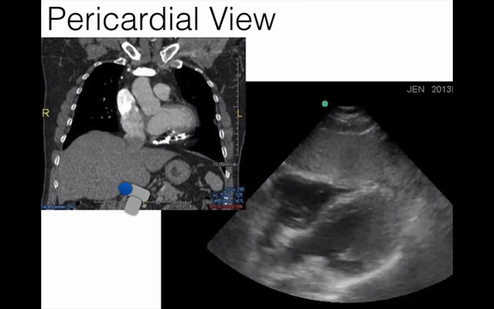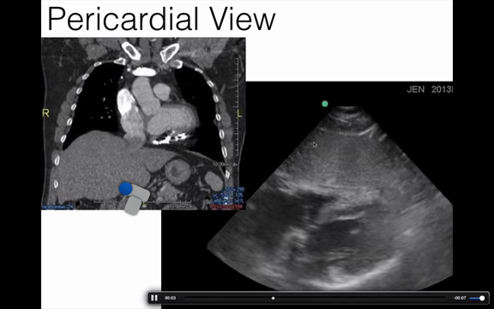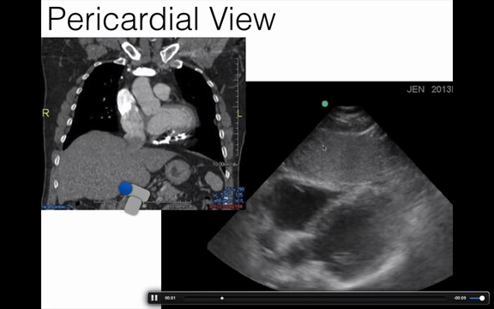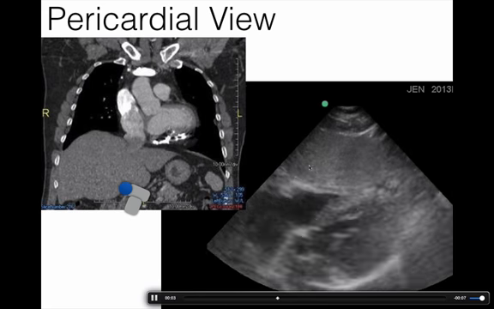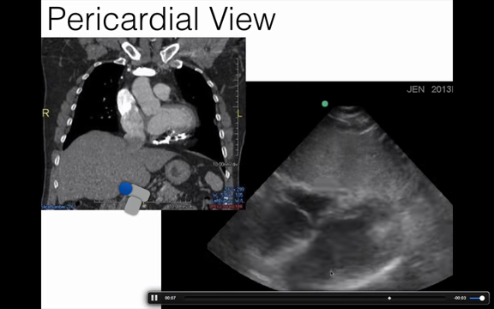And if you need to, you can also either have the patient take a deep breath and hold it, which will drop the diaphragm and bring the pericardium a little bit closer to you, or you can slide the probe along the costal margin to the xiphoid process. And so this is what I'm talking about right here. You're able to image the liver, the right pericardium, the left pericardium, and the right side of the heart and the left side of the heart.